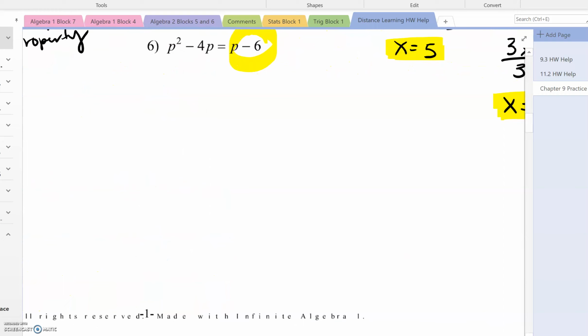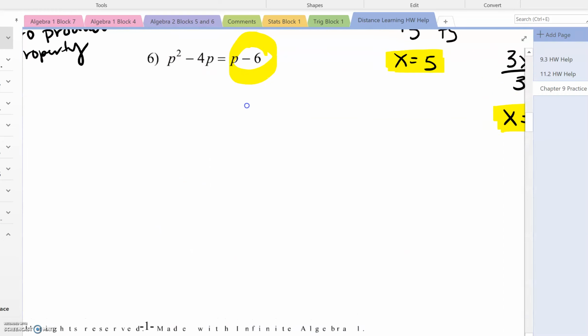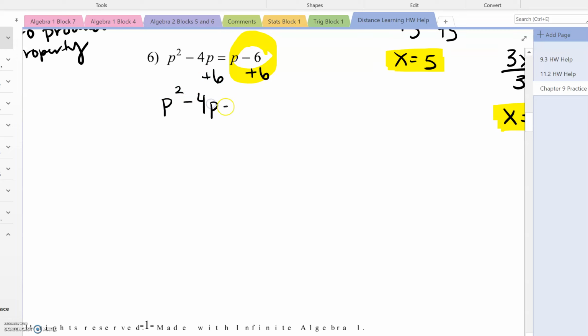Now for problem 6, again, our goal to start with is we want to make sure one of the sides of the equation equals 0, but this equation is equal to a p minus a 6. So let's first add 6 to both sides. So we're going to have p squared minus 4p plus 6. Notice there was no other term for us to add the 6 to. Equals p though. We want that to be a 0, so I'm going to subtract p from both sides.